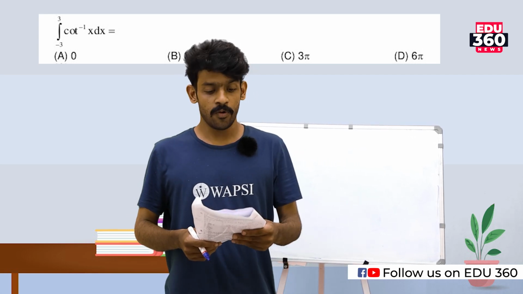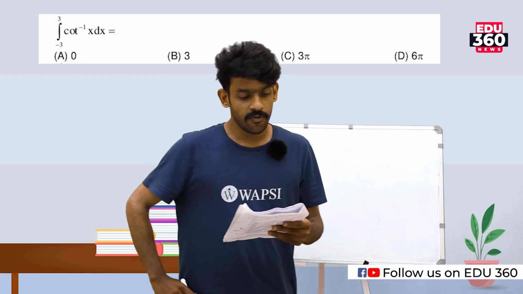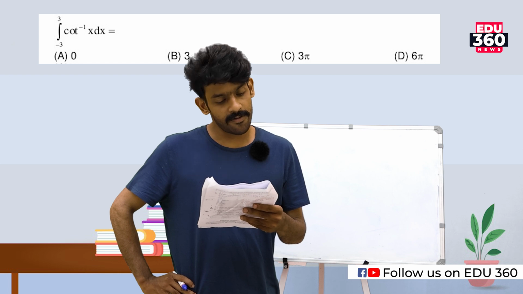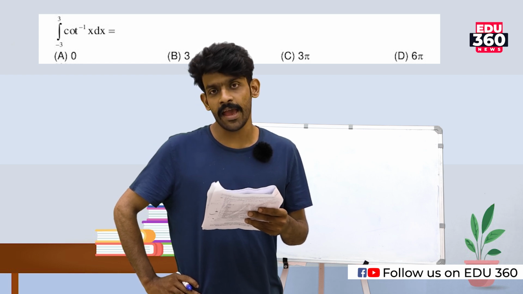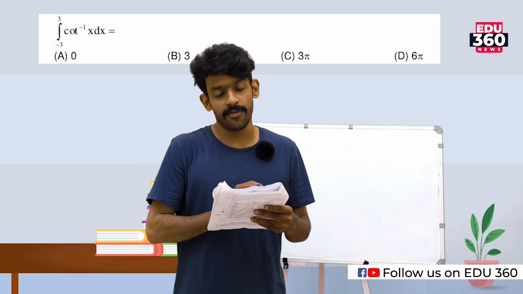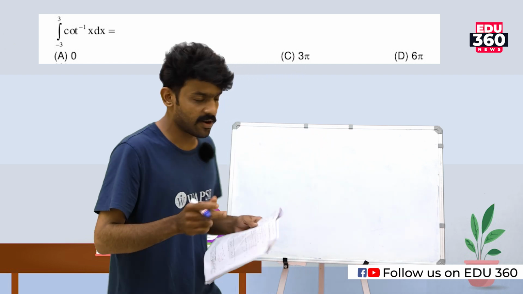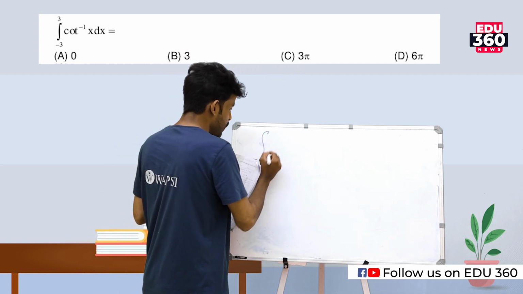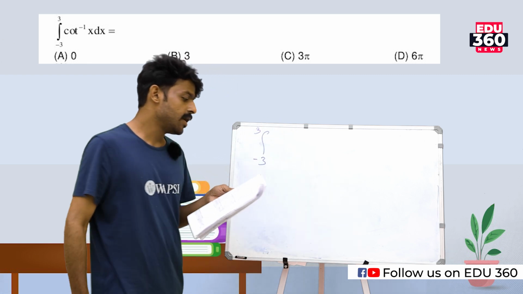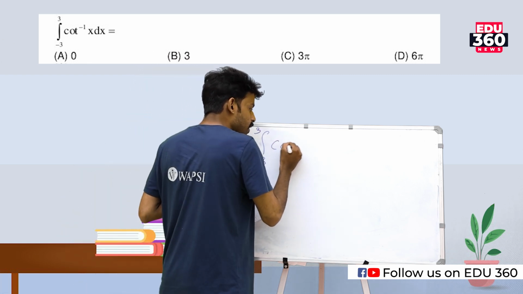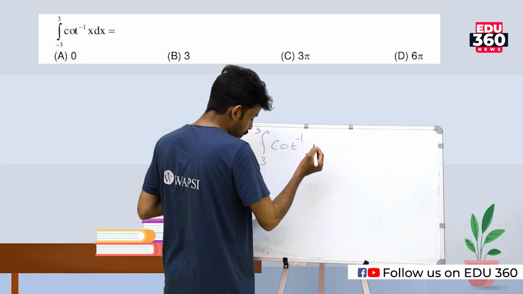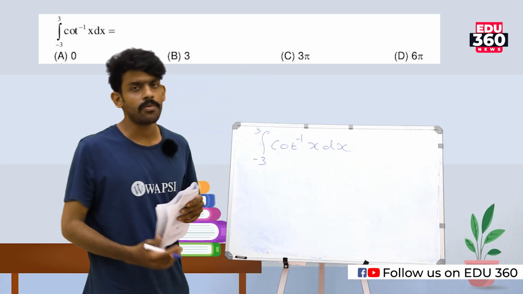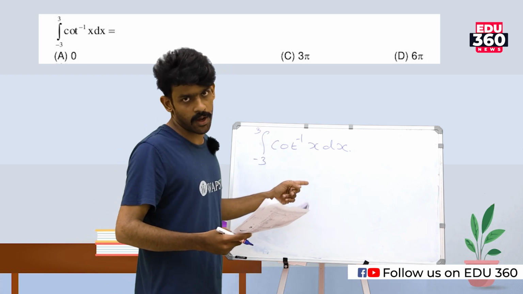So we can move to the first question. The question is the integral from minus 3 to 3 of cot inverse x dx. You can also see there are 4 options. Let me write the question first. The lower limit is minus 3 and the upper limit is 3, and we need to find the value of the integral of cot inverse x dx.